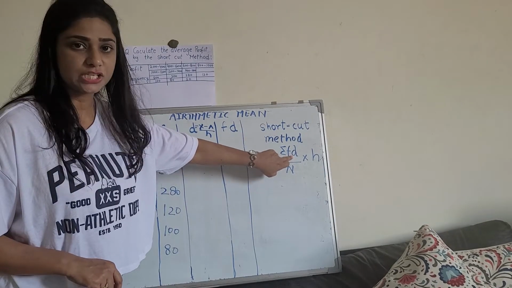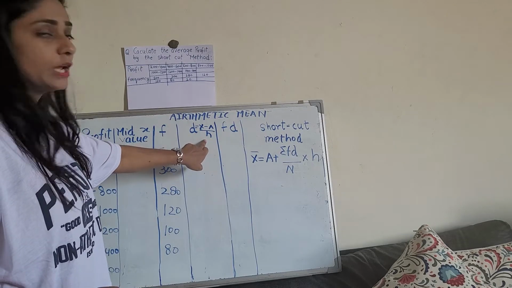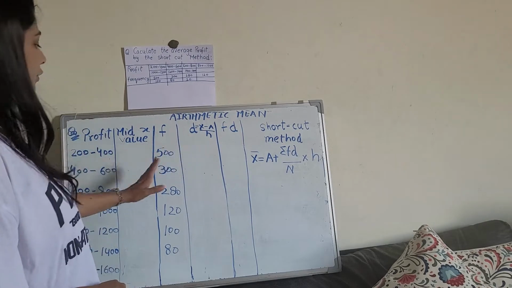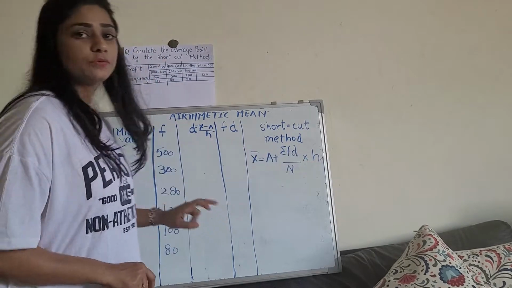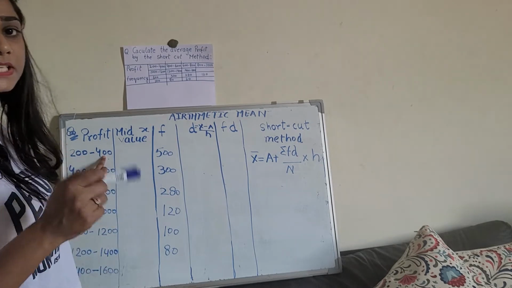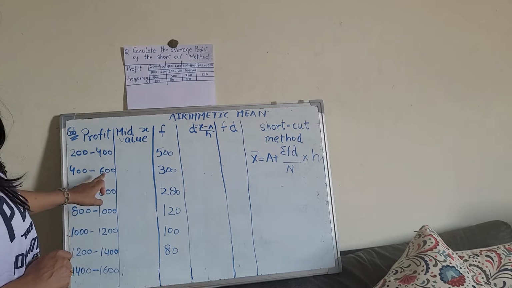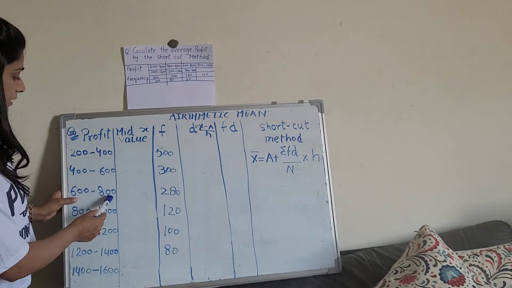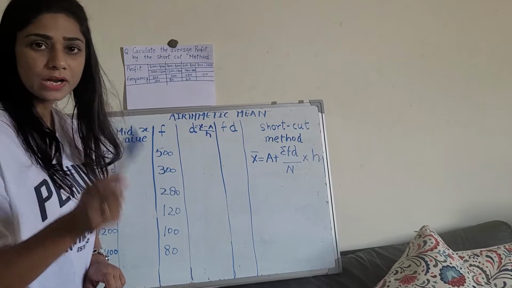D is deviation. The deviation formula is x minus a divided by h. By this formula we will calculate deviation for all the intervals. And h is the size of the class interval. So 200 to 400, we will see the gap. There is a difference of 200. 400 to 600, 200. 600 to 800, again 200. So h value is 200.